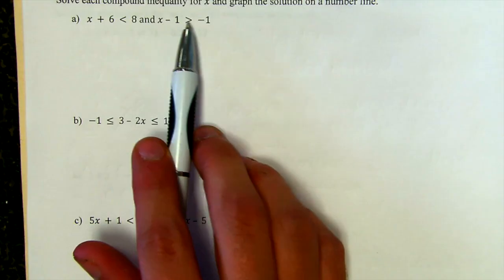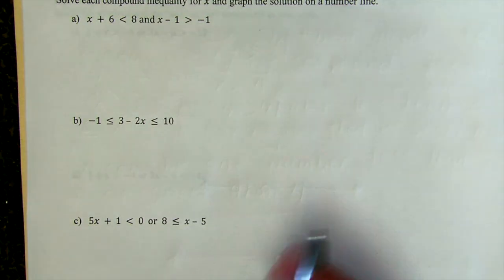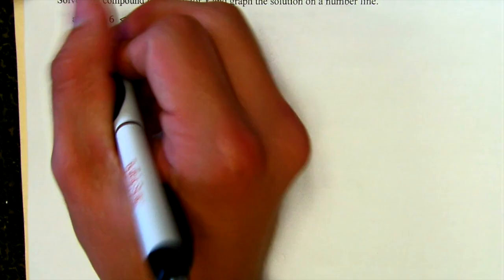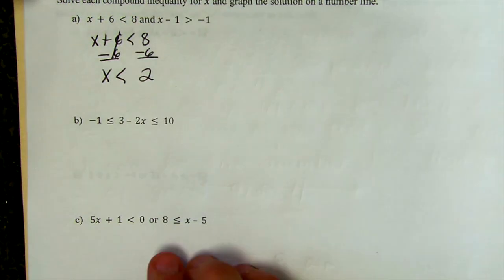For A, it says x plus 6 is less than 8 and x minus 1 is greater than negative 1. So let's go through and solve this. So we have x plus 6 is less than 8. Let's solve this one first. Since we have x plus 6, we're going to subtract 6 on both sides. So we get that x is less than 8 minus 6, which is 2. So x is less than 2.